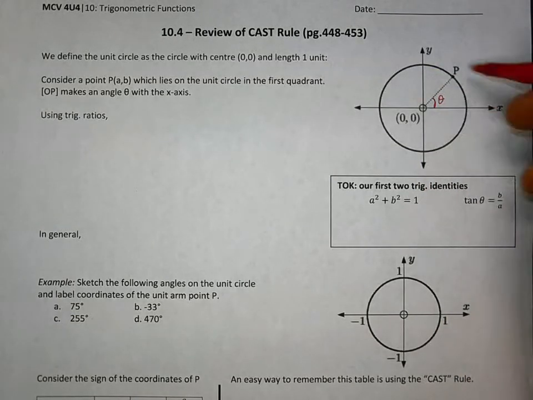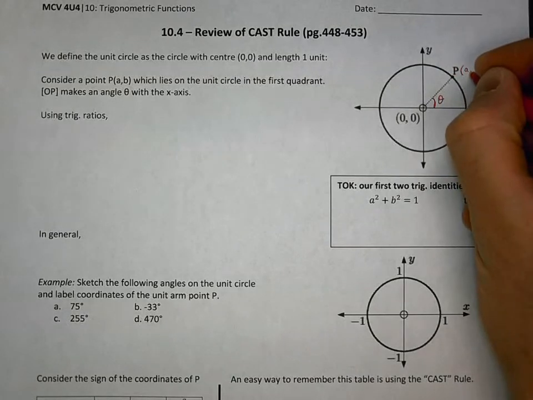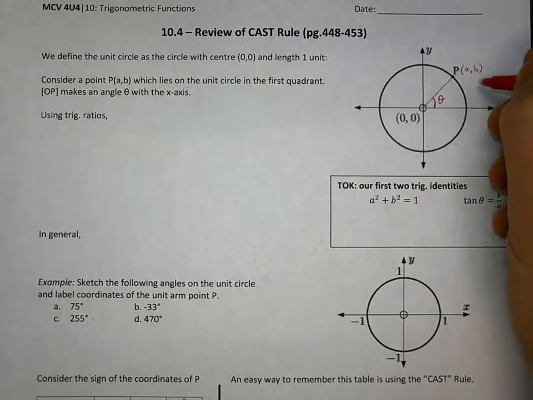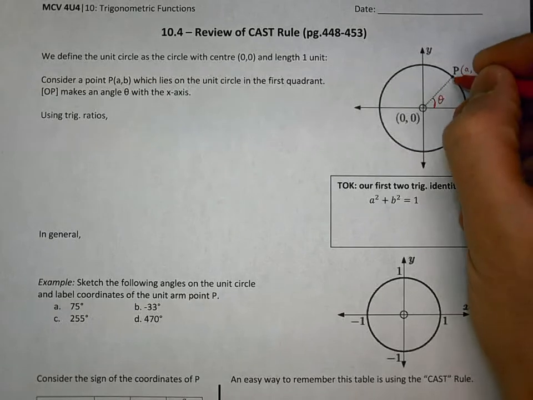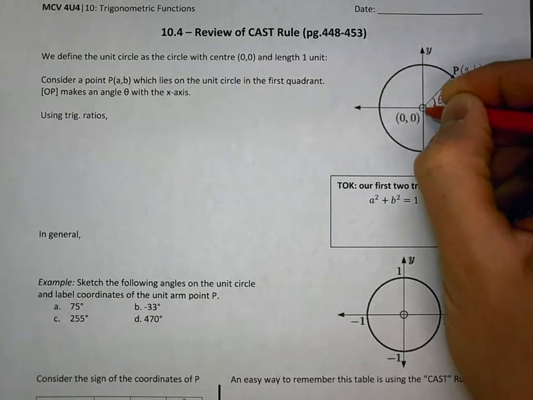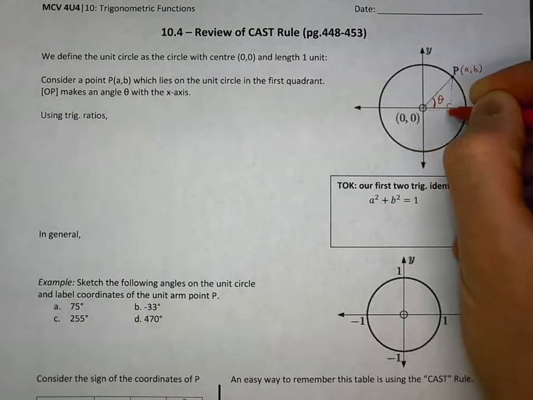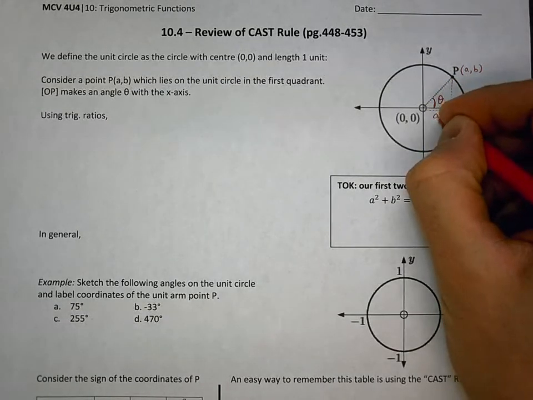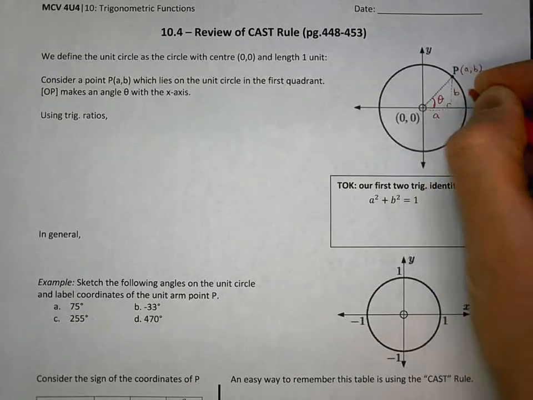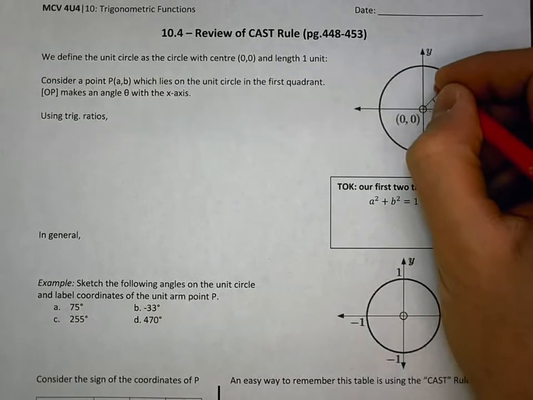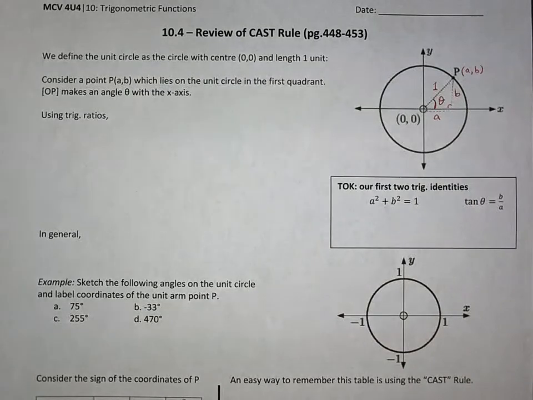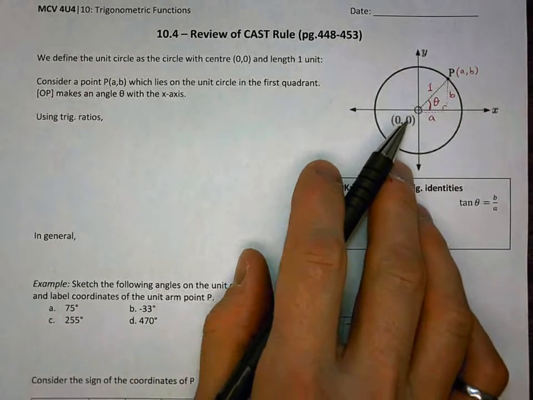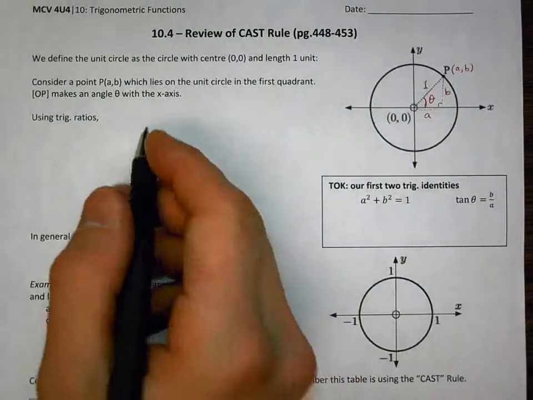We'll just consider the first quadrant for now. So this is point P, which has an x-coordinate of a and a y-coordinate of b. If I drop this perpendicular down, then this is a, my x, and this is b, my y, and the radius is 1. Knowing that, let's use our trig ratios.